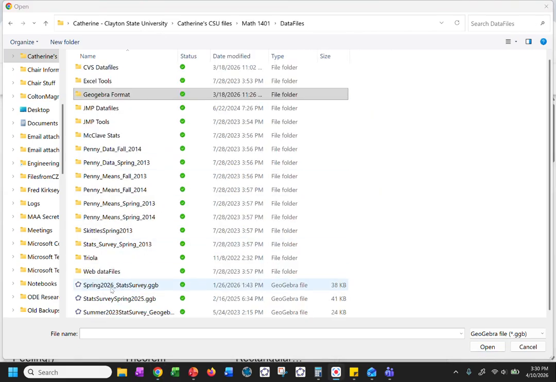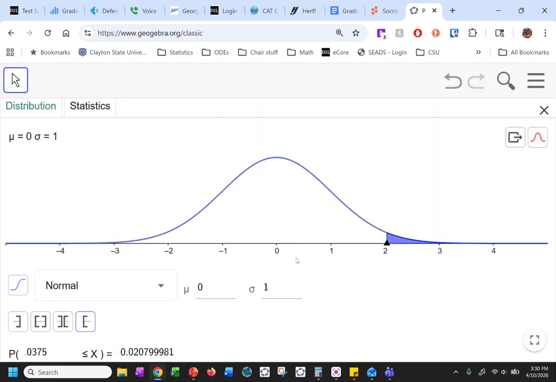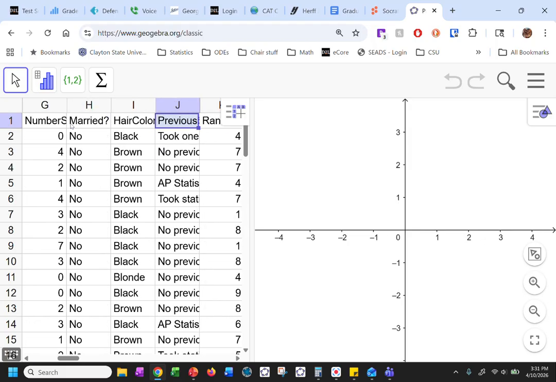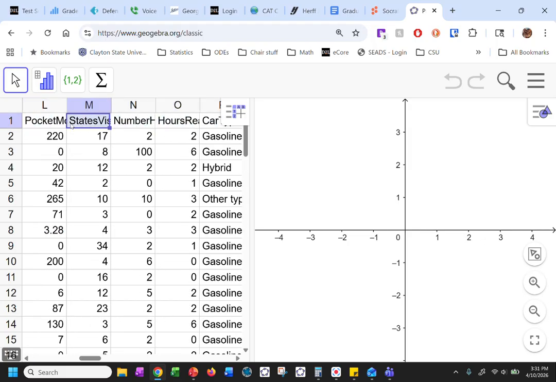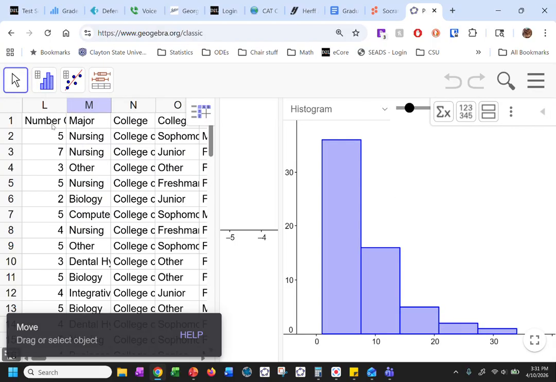Oh, look here, I found it. It's right here, Spring 2026 Stats Survey. So we're going to open that, and it always asks you, do you want to save? No, I don't. Sometimes it will automatically switch to the spreadsheet perspective, sometimes it will not. We are looking at states visited, so I've got to go over and find that. There it is. And remember, we need to make a histogram and then do our statistics, right?